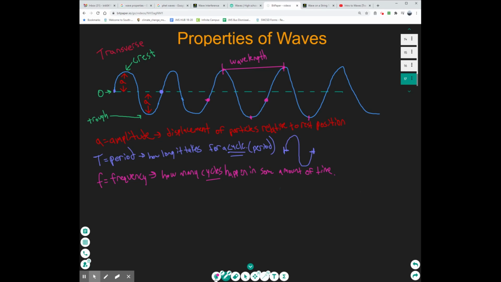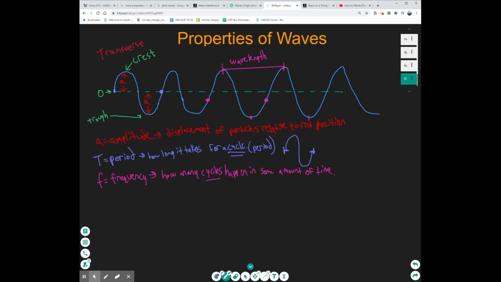Okay. Because if you count each crest, there has to be a trough between every crest. So you really only need to count one, right? Like one thing. You don't have to count crest, trough, crest, trough. You can just count crest, crest, crest, crest, crest. And me saying crest is the frequency. Okay.